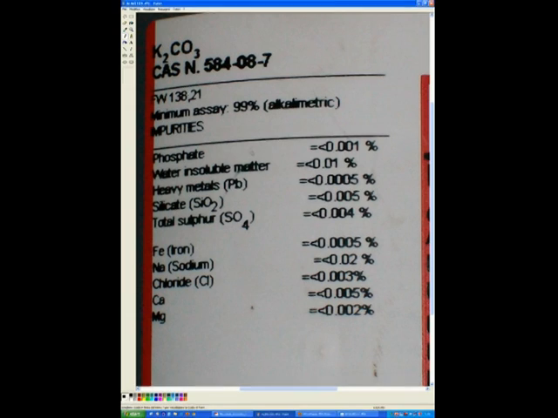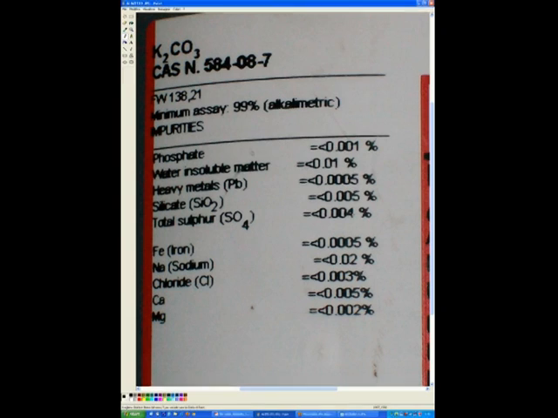Now let's look at the potassium carbonate, K2CO3. As you can see written here on the top left, the K2CO3 has a purity of 99%, and the residues are listed here. Sodium has the highest concentration, 0.02%, which corresponds to 200 ppm.